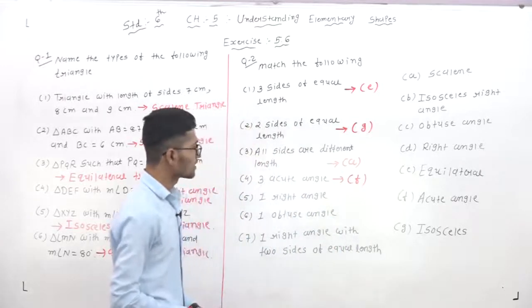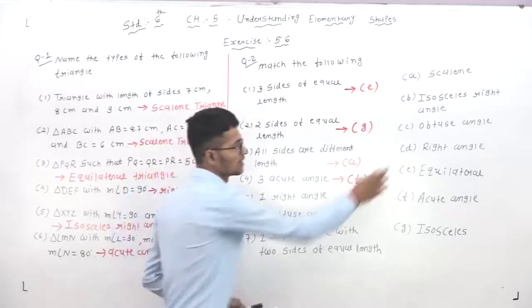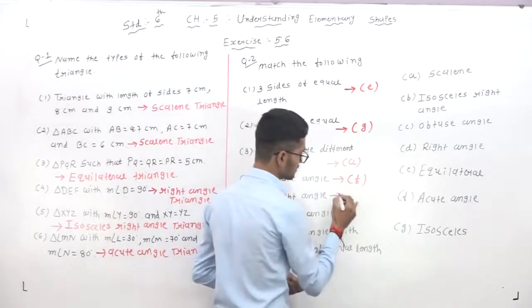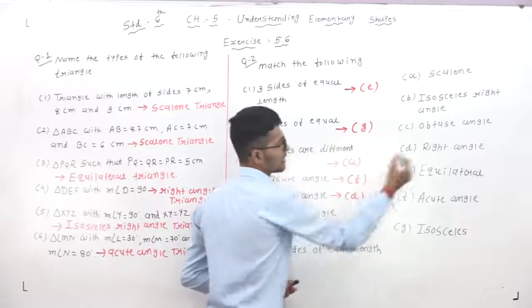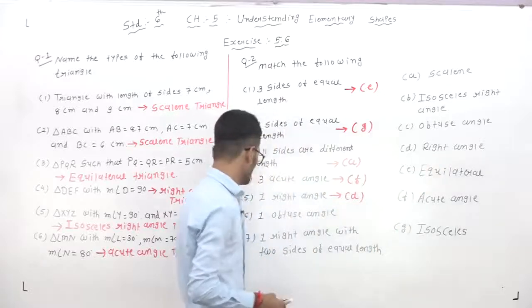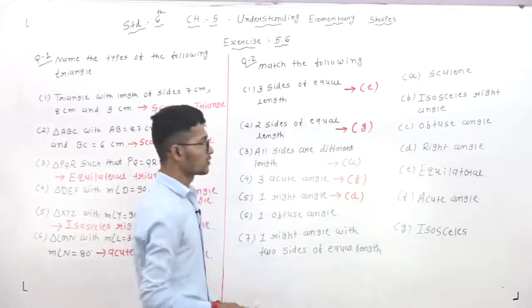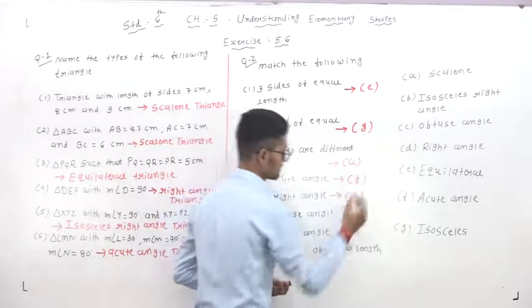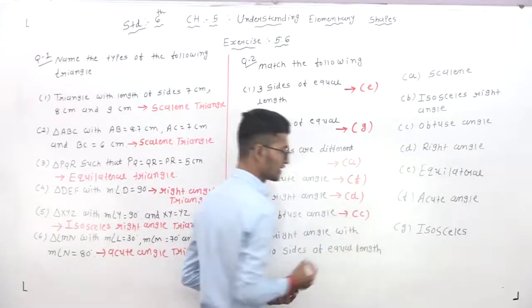Then after that, one right angle. One right angle means right angle triangle. So in this question the answer is D. Why? Because it is a right angle triangle. Then after that, one obtuse angle. One obtuse angle is called C, obtuse angle triangle.